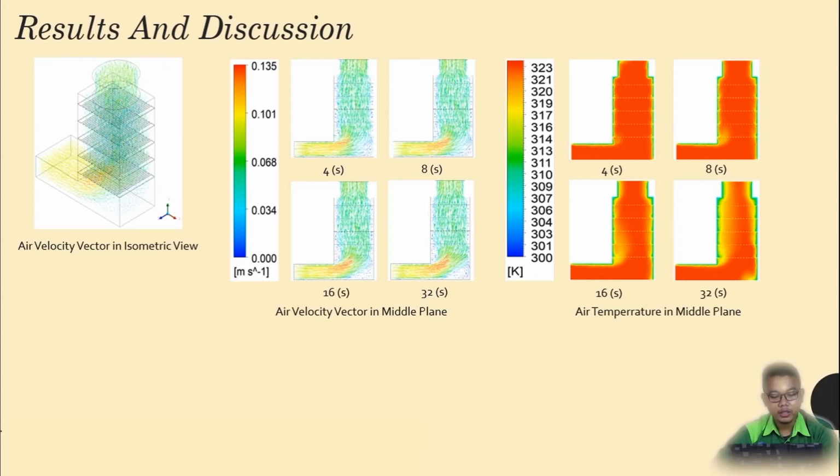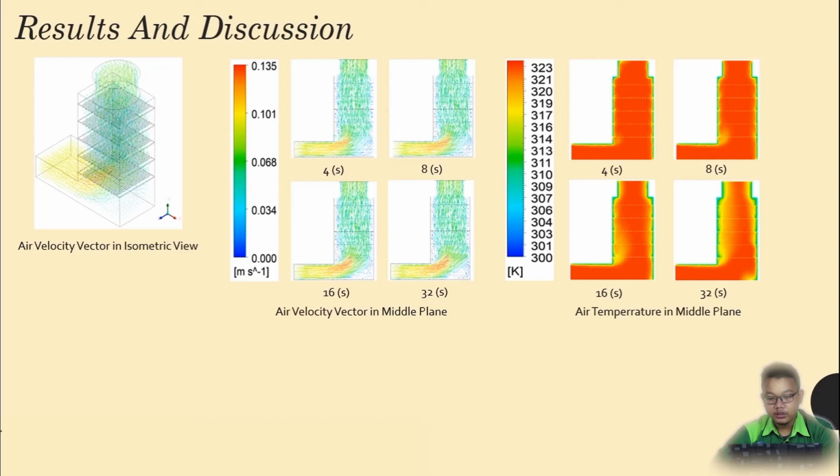When time is equal to 16 seconds, there was a small reattachment in the bottom corner of the cabinet. It means there was a mixing process inside the cabinet. The reattachment became weak at 32 seconds. It caused the air current to be mixed with new air.